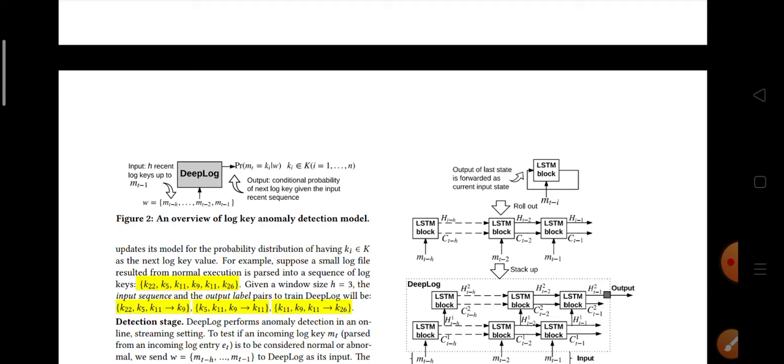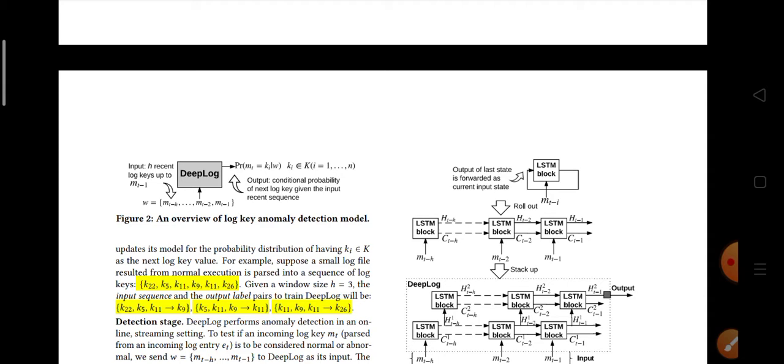So first thing, we are approaching with a window. Here the window size h is 3. That means k22, k5 and k11 are the input, and the next element k9 is the target. So we are having the label, but the label is taken from the data sequence itself. It's predicting the next sequence element.